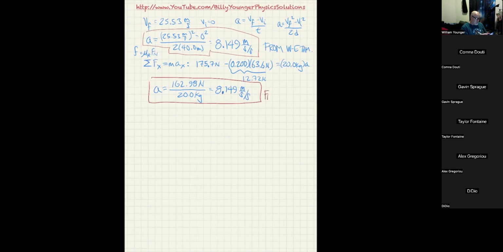And this way was from Newton's second law. Okay. So it turns out that is, in fact, a thing you can do.